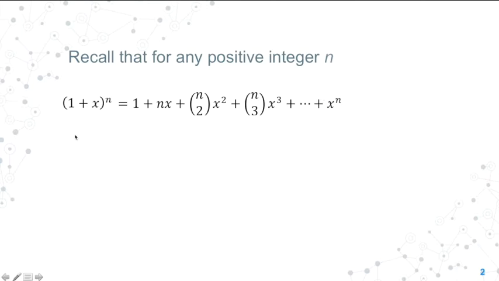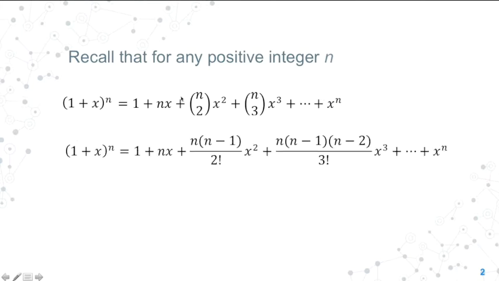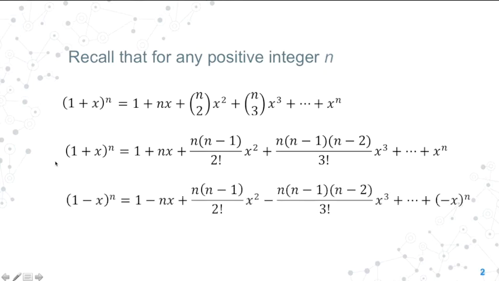Now we can also rewrite this using the definition of combination, wherein combination of n taken 2 is simplified to be n times n minus 1 over 2, and n taken 3 is n times n minus 1 times n minus 2 over 3 factorial. In the same manner, if our second term is negative x, we can write the expansion in this form.